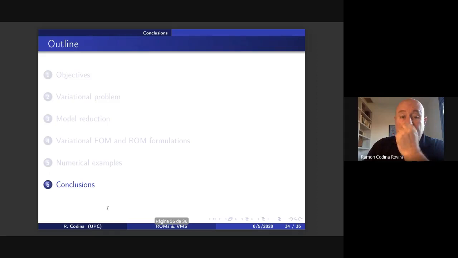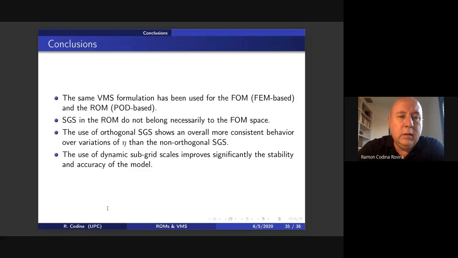Okay, and the conclusions. So the conclusions are the following. First, the most important one, well, let me summarize. I have tried to explain two main concepts, the concept of reduced order modeling from a very general point of view, and the context of the variational multiscale method for this model equation. And our claim is that what you have to do is to use the same model, okay? So that's the first conclusion. We have used the same variational multiscale formulation for both the FOM, which is a finite element method, and the ROM, which is based on the proper orthogonal decomposition.